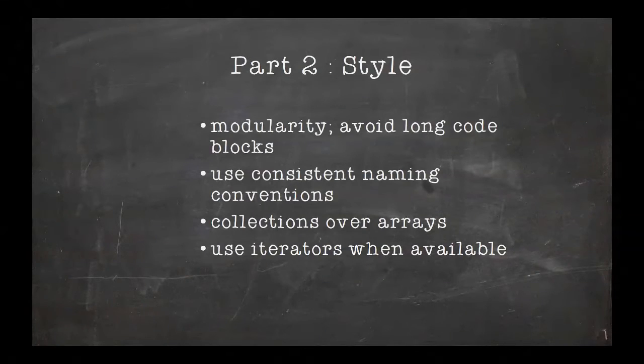Now, that was a brief introduction to object-oriented programming, and mostly so that you understand the language of the next parts. In this part, we're going to talk about style. We're going to talk about modularity and how to avoid long bits of code. We're going to talk about naming conventions. We're going to specifically talk about a Java type of naming convention, but it applies to all languages. We're going to talk about the use of collections over arrays, and that's a very object-oriented principle. And to use iterators, which are now language supported.